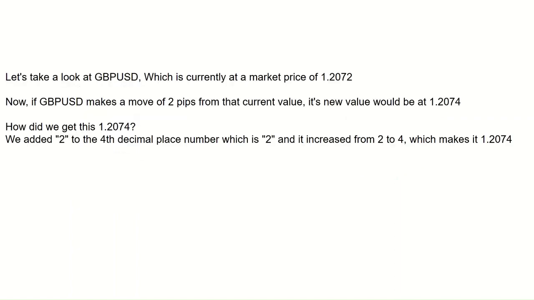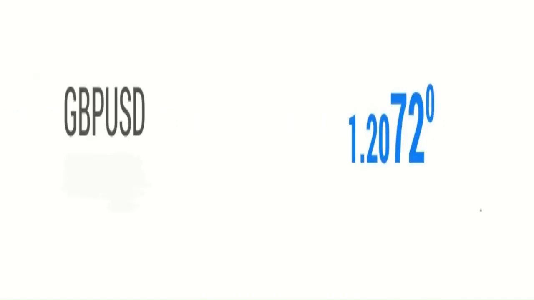Now in GBP/USD, they are telling us it has made a move of 2 pips. We are going to do the same thing here, but what we change is the number of pip movements. Earlier, it moved just 1 pip, but this GBP/USD makes a movement of 2 pips. Now, what we are going to do is add that 2 to the fourth decimal number. Here, the fourth decimal number is 2, like we have explained before.